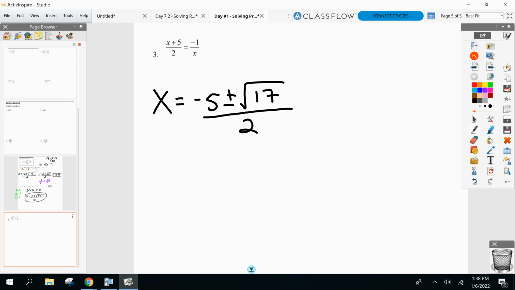Okay, it's up on Classroom for you guys again. I'm only going to accept a picture or Kami document. Solving proportions, that's what you did.